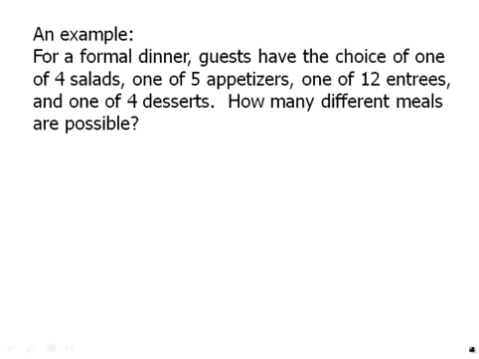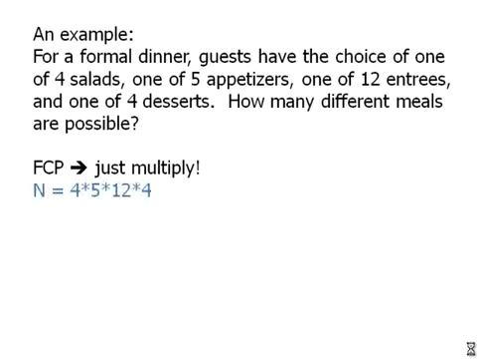Well, the fundamental counting principle is perfect here because we're in stages. We can treat each course separately, and there's no restriction here. In other words, any salad can go with any appetizer, they can go with any entree, so there's no restriction at all. So we can just simply multiply the numbers. That's what the fundamental counting principle tells us. So the number of ways to do this would be 4 times 5 times 12 times 4.